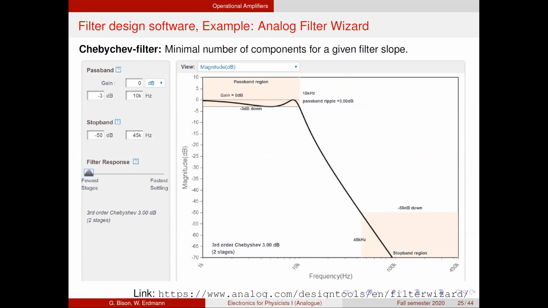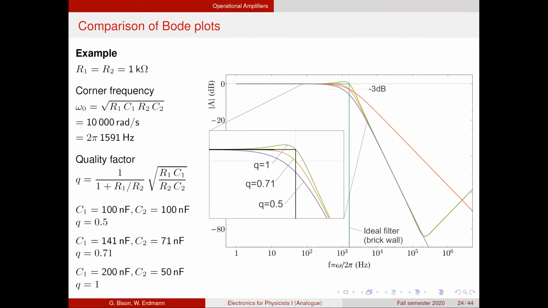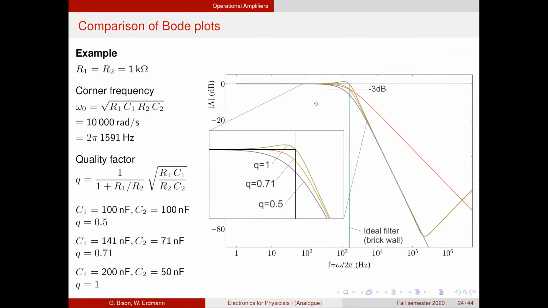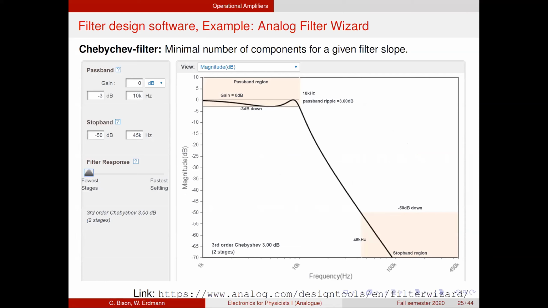Okay, now it's actually quite an art to pick the values of the resistors and capacitors in order to design the perfect filter. And in order to simplify that, there are many tools available. One tool that I like is the one from Analog Devices. It's a company that produces operational amplifiers. And of course, their tool suggests always an Analog Devices amplifier.